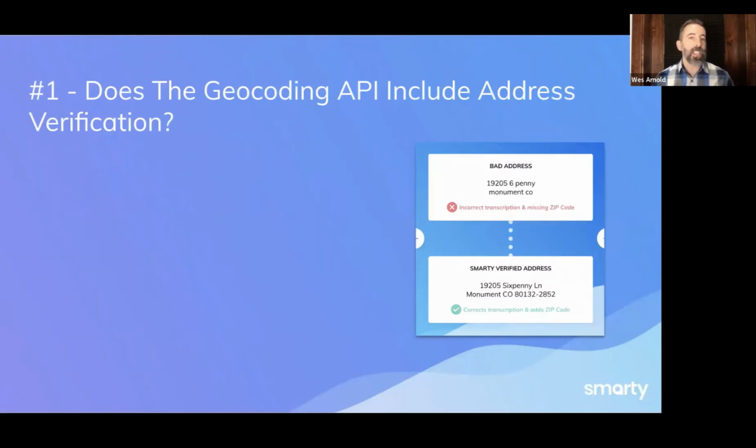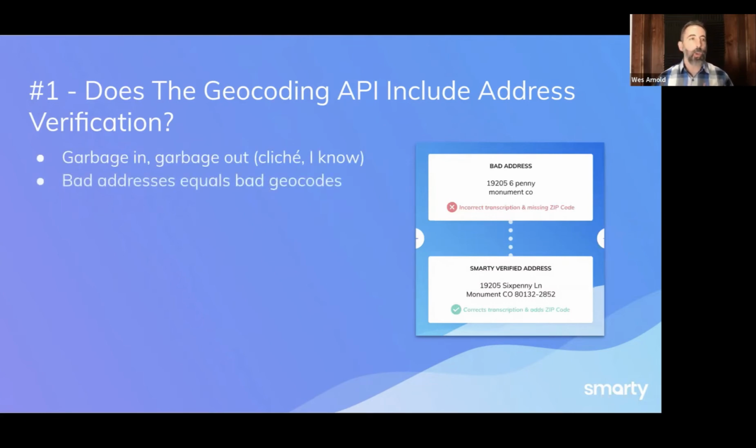Question number 1 is, does the geocoding API include address verification? Now, why is this important? Well, I know it's rather cliche to say, but garbage in, garbage out, right? Whatever you put into your geocoding tool is what you're going to get out. So if you're putting bad addresses through a geocoding utility, you're going to get a lot of no matches, which we're going to cover a little bit later. And you're just not going to get as much use out of that geocoding tool.